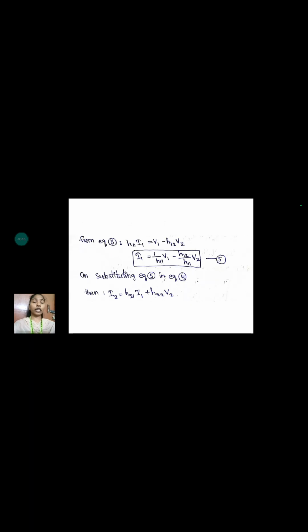From equation 3, h11 I1 is equal to V1 minus h12 V2, written as I1 is equal to 1 by h11 V1 minus h12 by h11 V2. Equation 5. On substituting equation 5 in equation 4, equation 4 has I2 is equal to h21 I1 plus h22 V2, where in equation 4 we have to substitute equation 5 for I1.